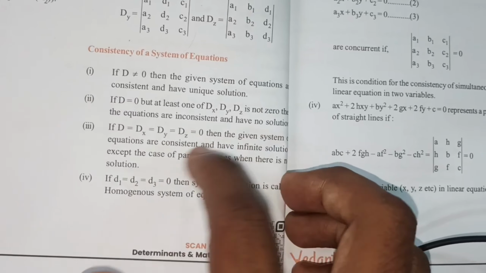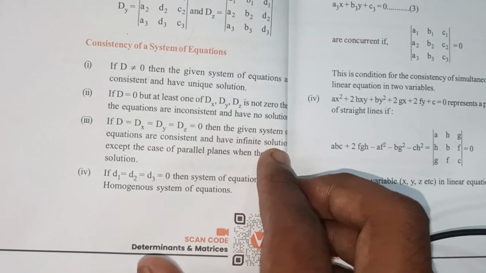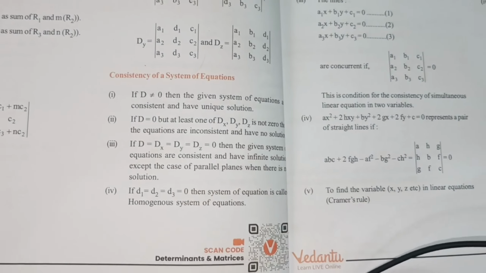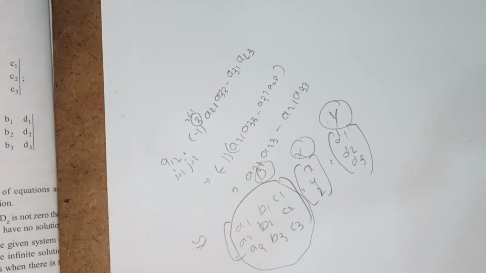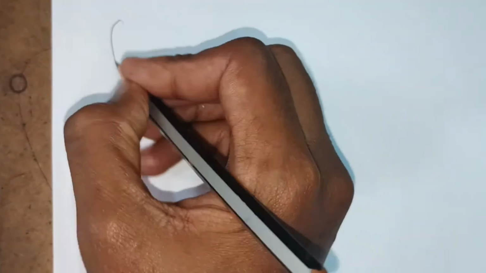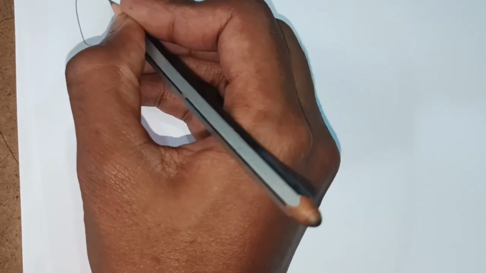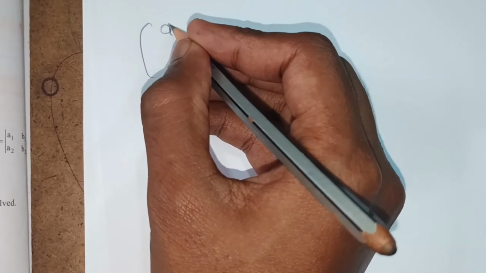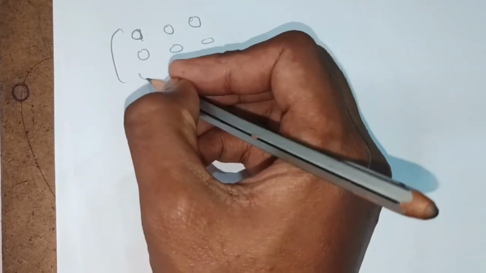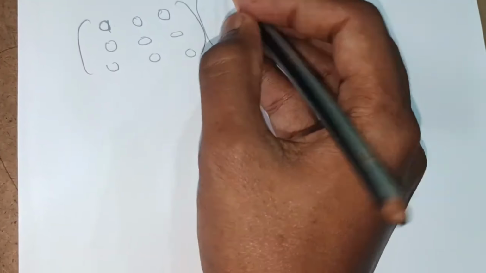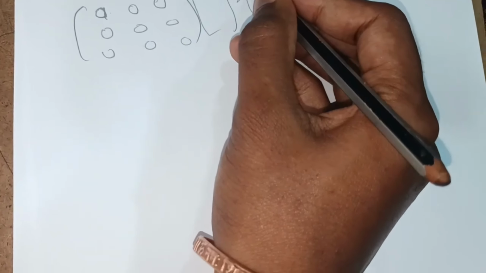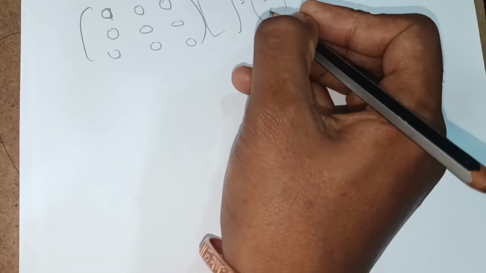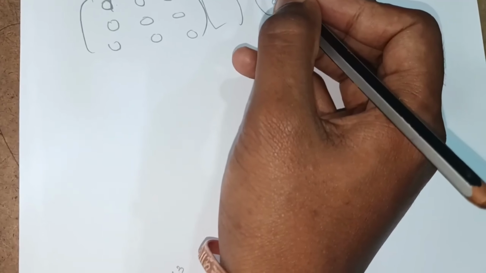Next, if D equal to Dx equal to Dy equal to Dz equal to 0, the given system of equations is consistent and has infinite solutions. Just now I told you, I will explain this by showing you on paper. So here, if a1 D equal to 0, this total value will be 0, then it will have an infinite number of solutions. It can be anything up to infinity. The answers will be 0 only.